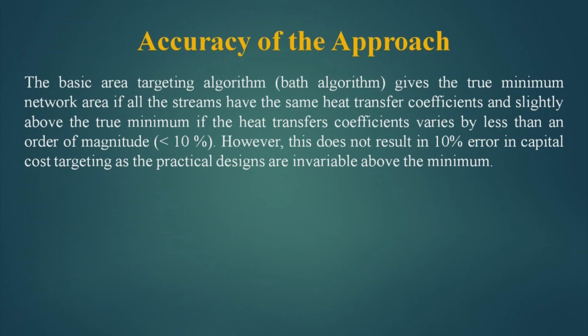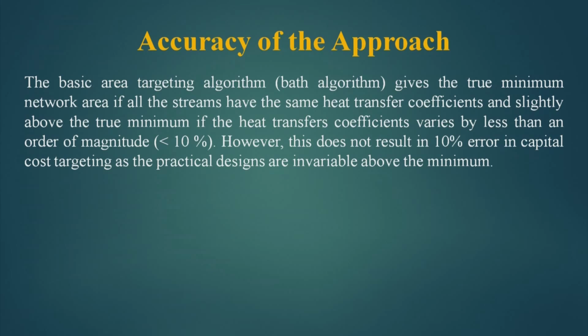We have gone through the area targeting procedure. There we have used the Bath algorithm. The Bath algorithm will give minimum area of the heat exchanger network if the heat transfer coefficients of the streams are almost equal or slightly changing within an error margin of say 10%. However, this does not result in 10% error in capital cost targeting, as the practical designs are invariably above the minimum.